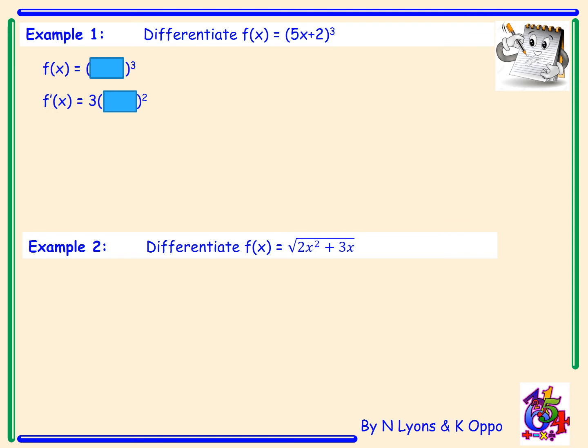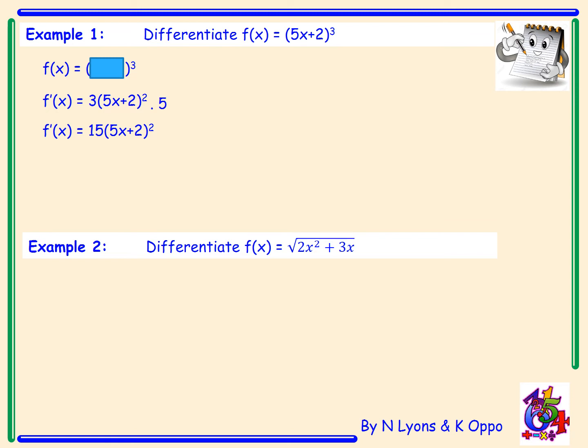I'm going to uncover, with my finger uncover the bracket, and the bracket says 3 times (5x + 2) squared. I'm now going to differentiate inside the bracket and I get the number 5. Last step, I'm going to multiply them together. 3 times 5 is 15, so I've got 15 (5x + 2) squared. Easy. Now that's the way I always do it.